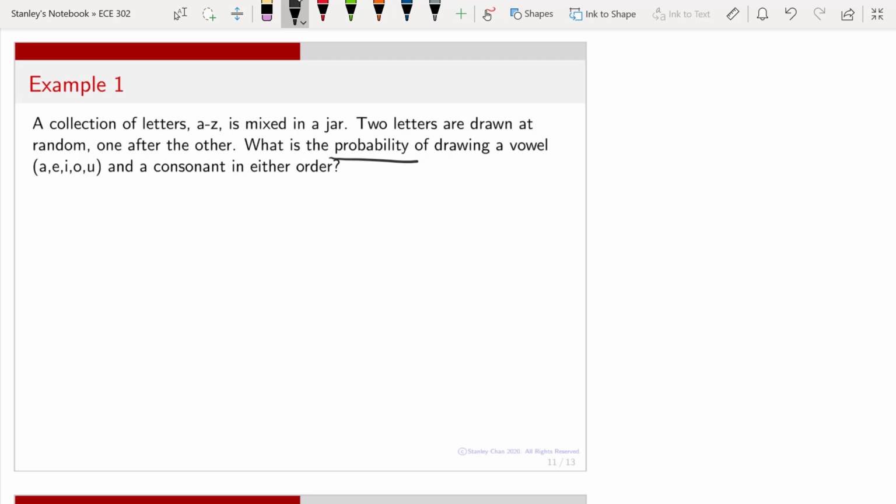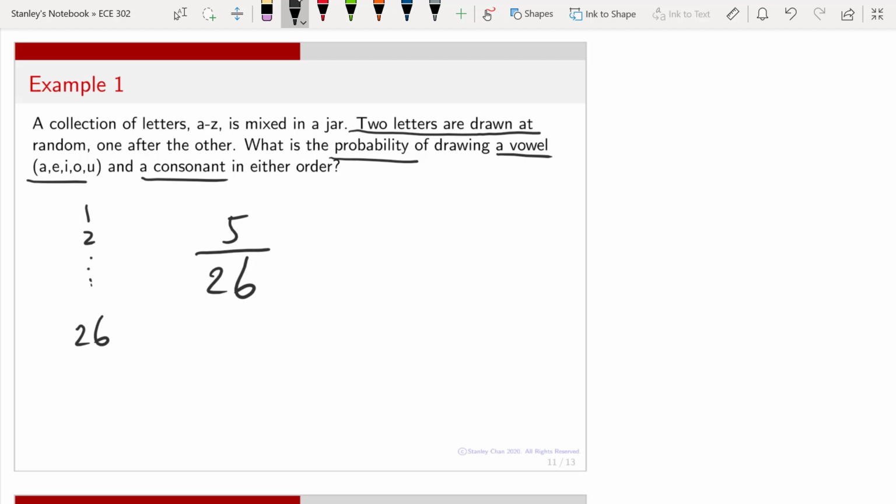Suppose you want to draw two letters. You want to make sure that the first is a vowel and the other one is a consonant. So let me just walk into this room and pick a vowel. How many options are there? Well, you have 1, 2, all the way to 26. Among these 26 options, how many of them are valid? Only 5 options are valid. And the probability of picking these 5 out of 26 is just 5 divided by 26.